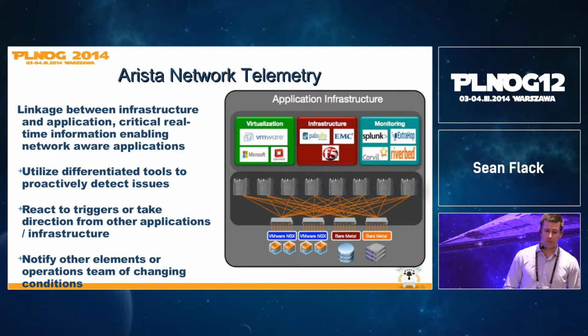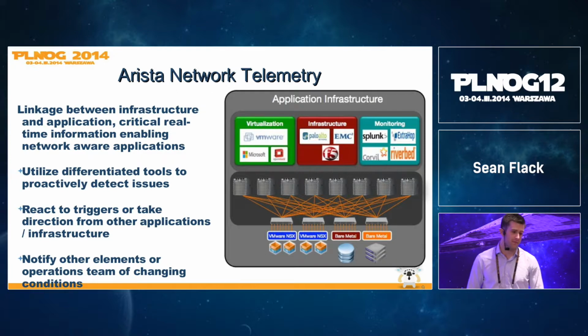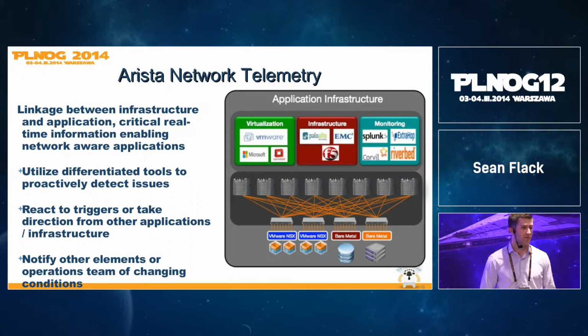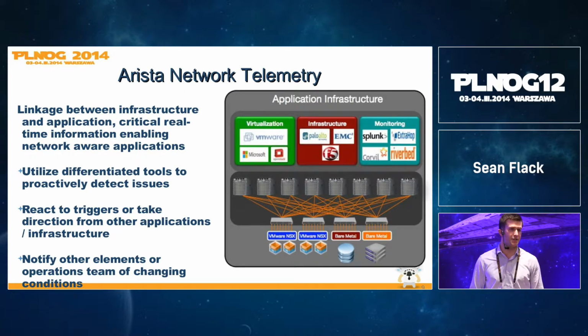Now, network telemetry, what is it? It's this linkage between infrastructure and application. Critical real-time information, so pulling information from the application infrastructure into the network, so the network becomes aware of the application underneath it. We're able to use dedicated tools or differentiated tools to proactively detect issues going on. So if the network can see an issue happening, it's able to push a notification to various applications and they can react accordingly. So it's really around the combination or the interaction between the network and the application, and how do we make that easy.